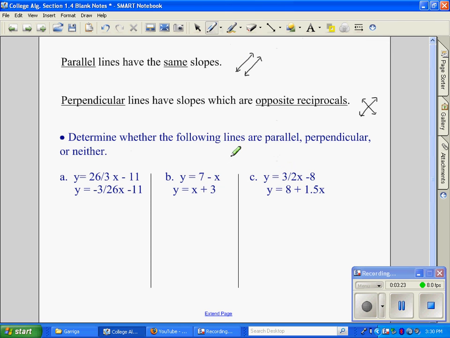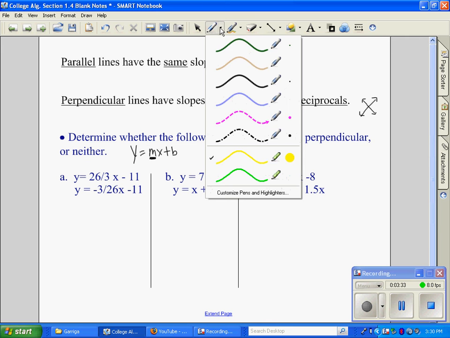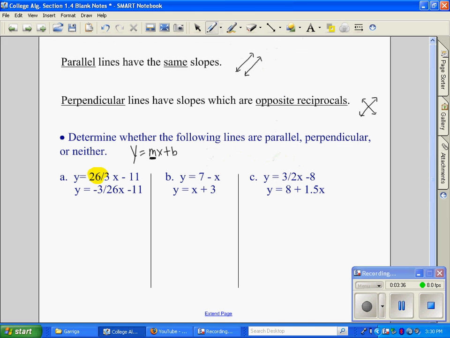If I know my formula is y equals mx plus b, I only need to know the slope. So in this first equation, my slope is 26 over 3. In my second equation, it's negative 3 over 26. So we see that they are opposite because one's positive and one's negative. And the first one's 26 over 3, and the second one is flipped to 3 over 26, so they're opposite reciprocals, which means this one is perpendicular.